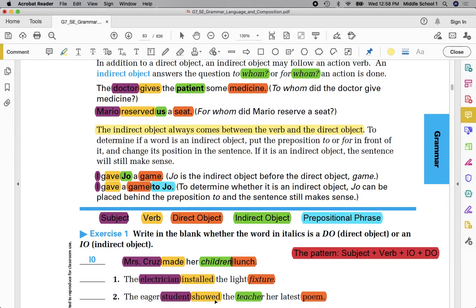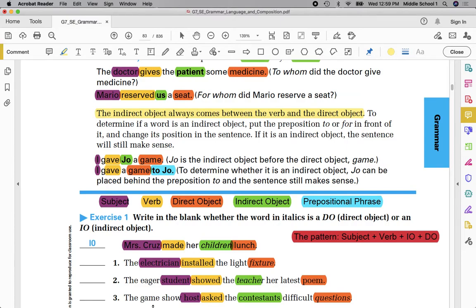Student showed teacher poem. Does it follow this pattern? Yes. S, V, I.O., D.O. Subject, verb, indirect, direct. Showed what? Poem. To whom or for whom? Teacher.